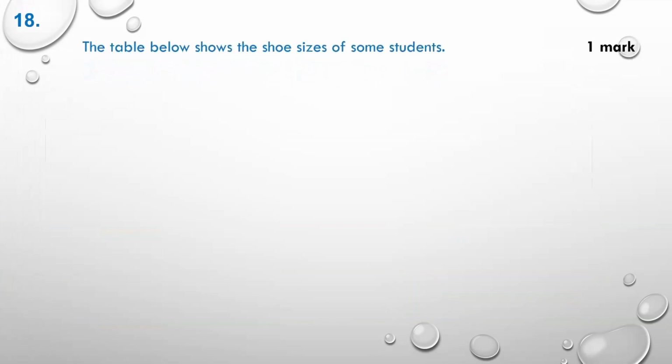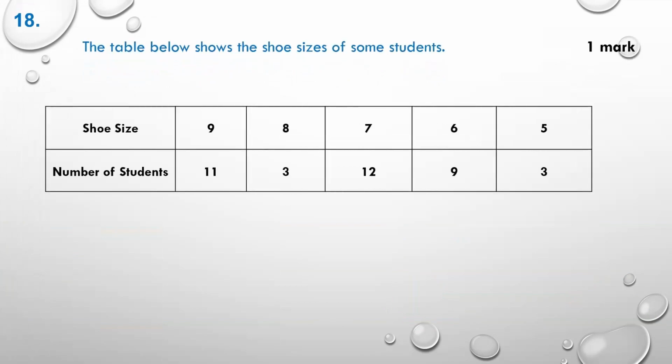Okay, let's go on to the last strand, which is statistics. And that will be the last 3 questions. So number 18, the table below shows the shoe sizes of some students. So look, we have shoe size 9, shoe size 8, 7, 6, and 5. And the students in the class, 11 of the students have a shoe size of 9. 3 of the students have a shoe size of 8. What shoe size represents the mode?